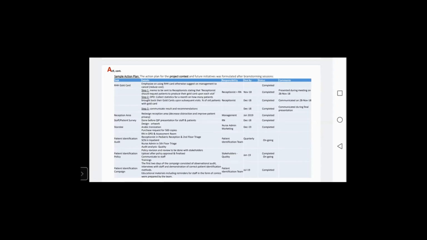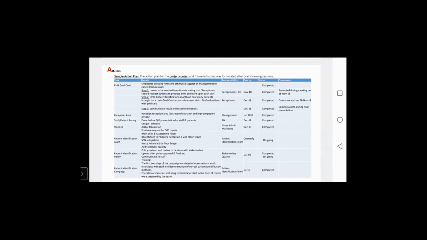And the reception area, they redesigned the area. There was more privacy now for the patients, and at the reception there is no interruption. And the staff patient survey, we had also audits. We had leaflets for the patient. We audited the patient; we asked the patient how the staff identify them. We engaged the patient, and we also engaged all the staff, the stakeholders, in the revision of the policy, and we had also a campaign.